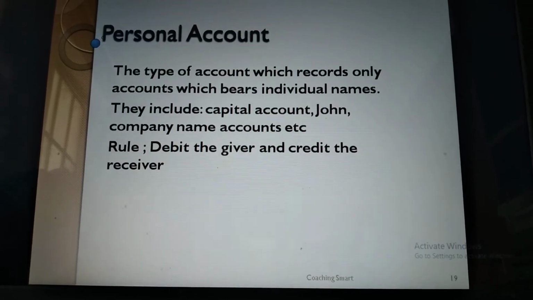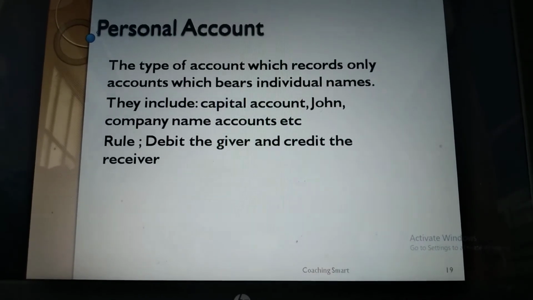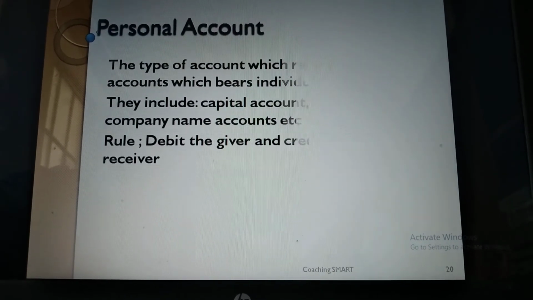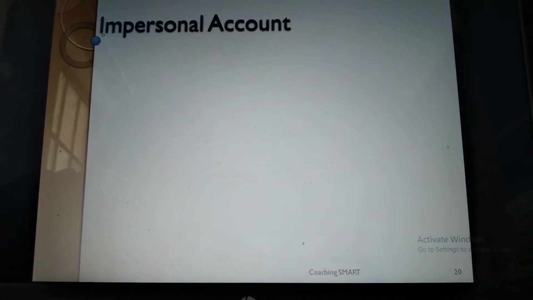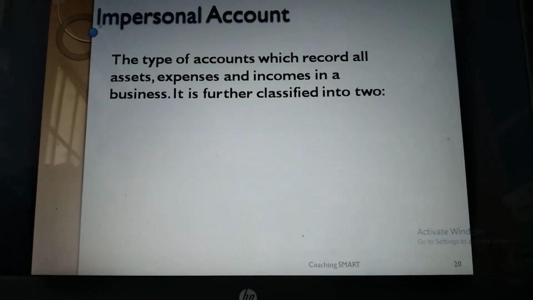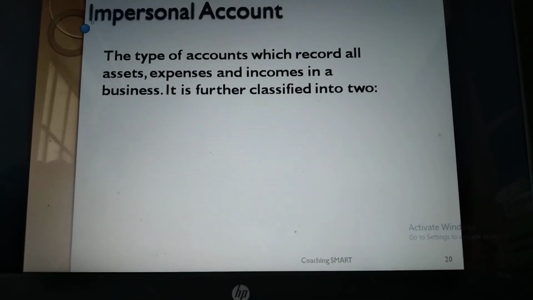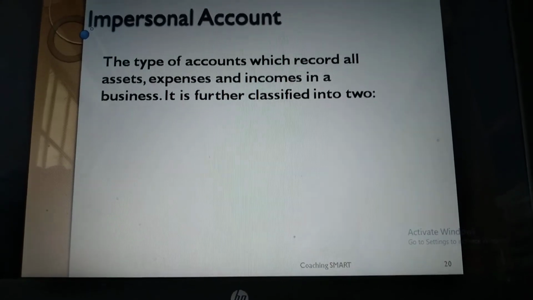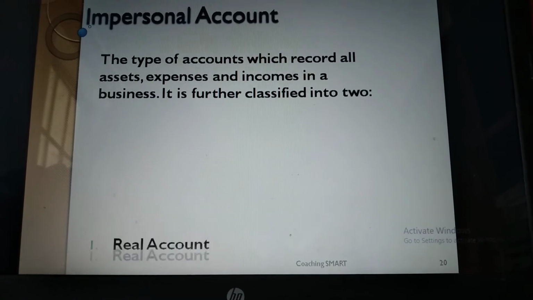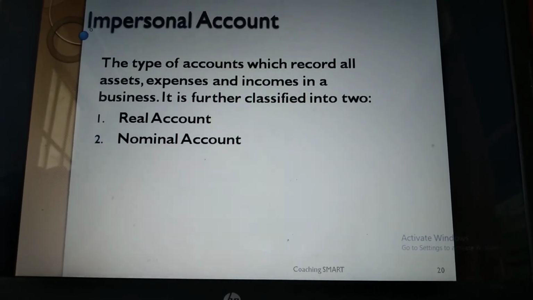The rule: debit the giver; credit the receiver. Apply the rule as you do the recording. Number 2 is impersonal account. What do you mean by impersonal account? They are type of account which record all assets, expenses, and income in a business. It is further classified into 2. 1. Real account. 2. Nominal account.